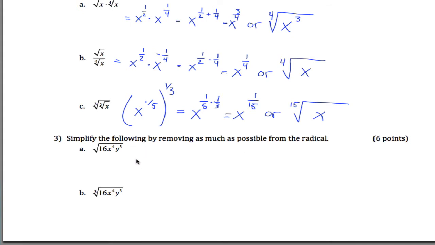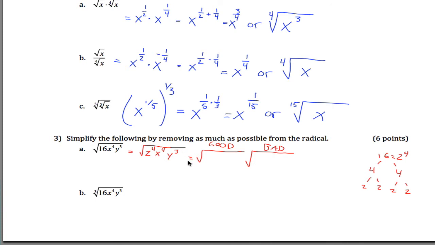So the way I think I would do this is I would first note that 16 is 2 times 2 times 2 times 2. You don't have to find this prime factorization of 16, but for me it's easier because then I can say, all right, this question is really just asking me what's the square root of 2 to the 4th times x to the 4th times y cubed. When you have them all in exponent form like this, it's a little bit easier to see what goes on what I call the good side and what goes on the bad side.